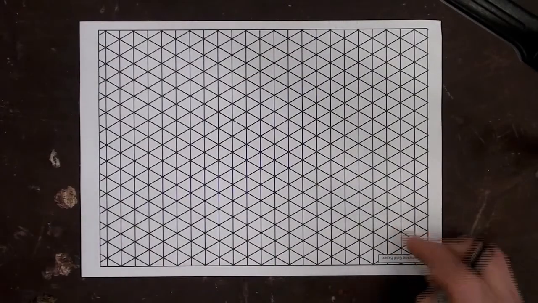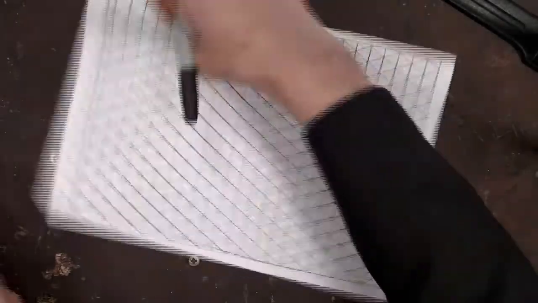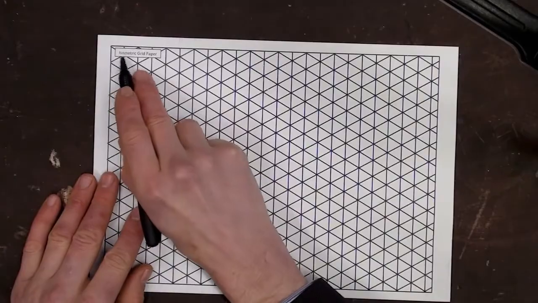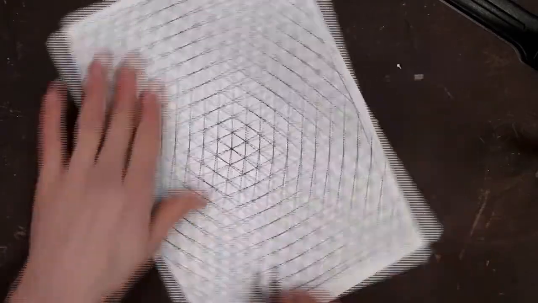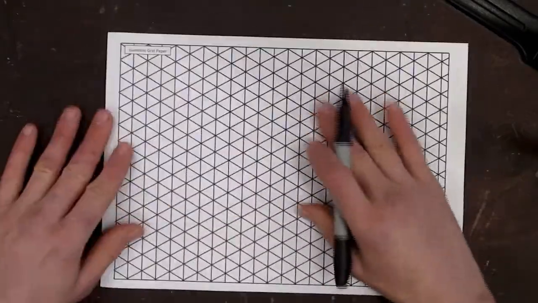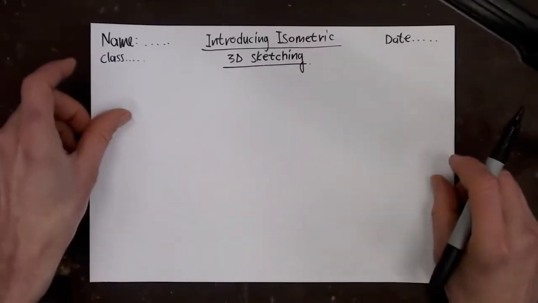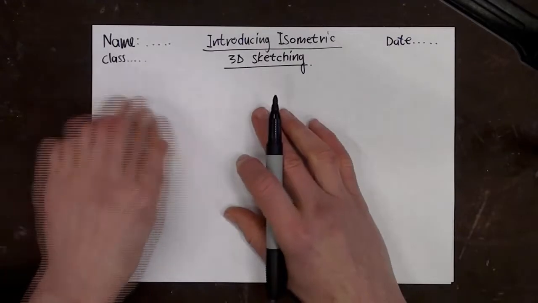So you're going to be using a grid. Now I've just realized I've got mine slightly upside down, so you should see isometric grid paper over there. It's not meant to be used portrait, it's meant to be used landscape. And here we go.